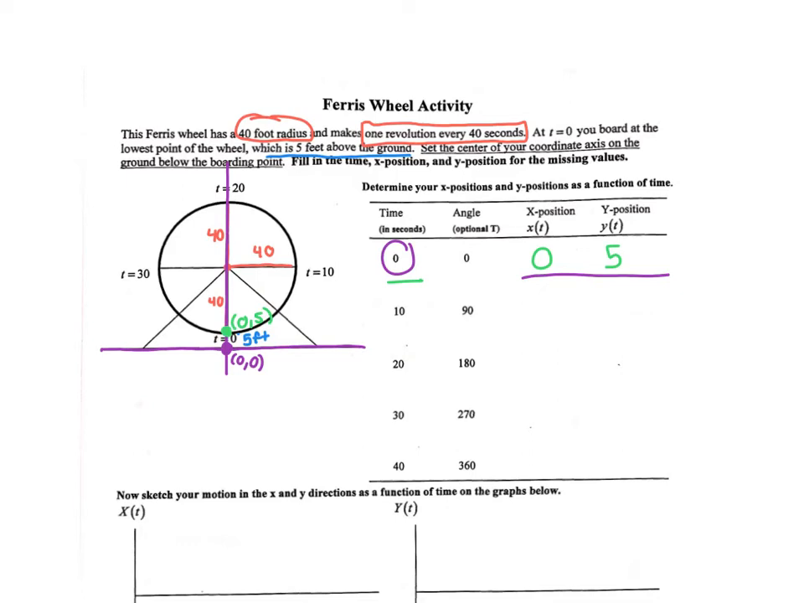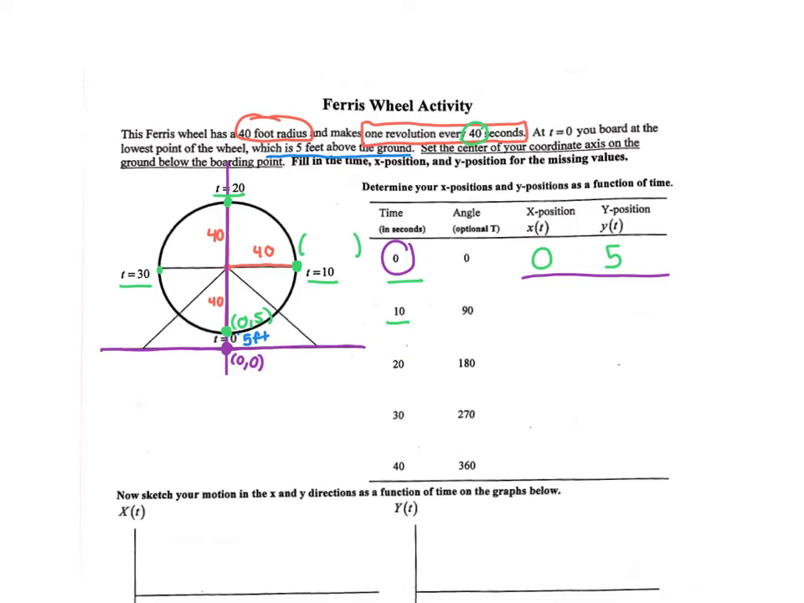Now, if it takes 40 seconds to make 1 rotation, then if we go a quarter of the way, that's going to be 10 seconds. Halfway around, that's 20 seconds. 3/4 of the way, 30 seconds. And back to 40 seconds returns us back to our starting position. Okay, so what's happening at 10 seconds? Well, at 10 seconds, we're going to be over at this location. So now we need to figure out the exact coordinates on a coordinate grid.